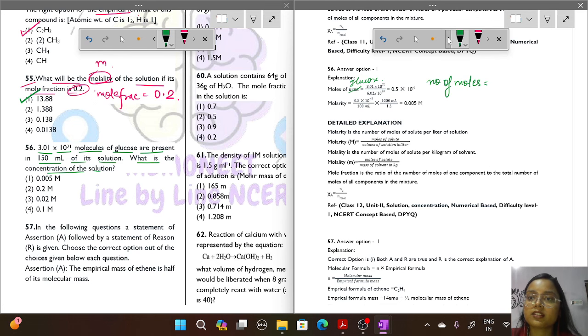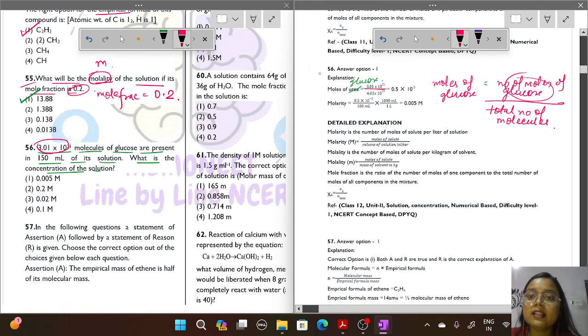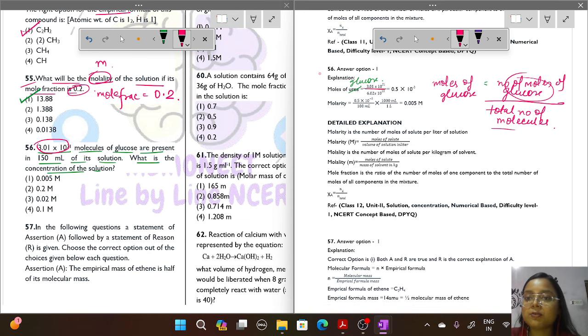Moles of glucose will be the number of molecules of glucose divided by the total number of molecules in a mole, that is the Avogadro number. So the number of molecules of glucose is 3.01 into 10 to the power 21, and we divide by Avogadro number, 6.02 into 10 to the power 23, which comes out to be 0.5 into 10 to the power minus 2.